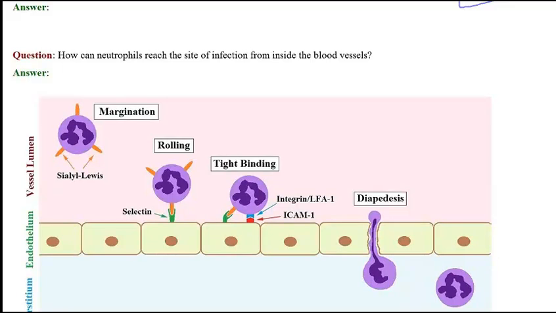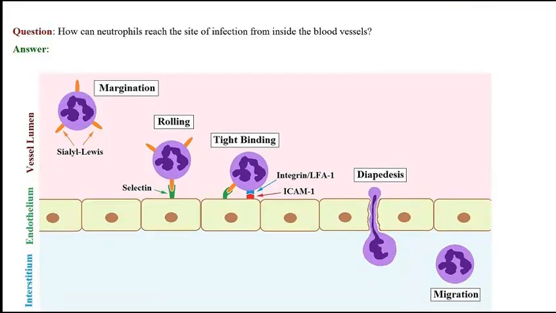And then how can neutrophils reach the site of infection from inside the blood vessels? So there are different processes that let a neutrophil exit a blood vessel and migrate to the site of the infection. And here I have listed these processes for you. The first one is called margination, where vasodilation slows down blood flow. Following that, there would be rolling, where the neutrophil binds to the vasculature. Then there would be a tighter binding to the vasculature. Finally, there would be diapedesis, where there would be movement of immune cells through an intact capillary wall. And then finally, the neutrophils will migrate to the site of the infection.